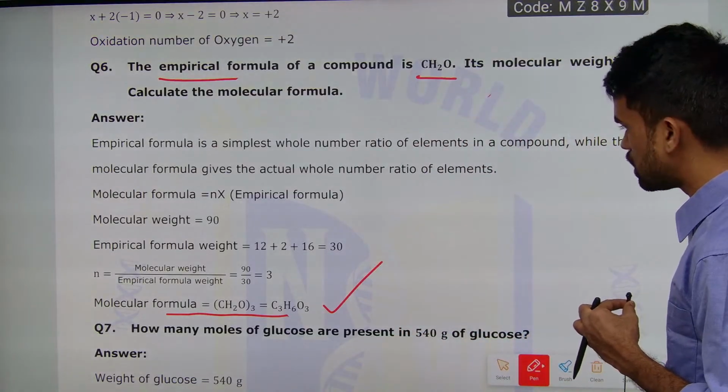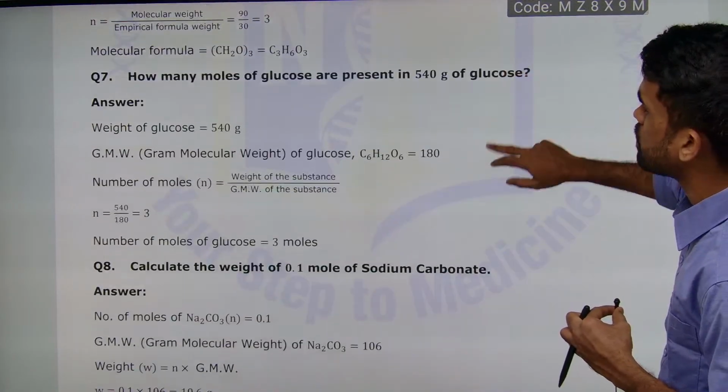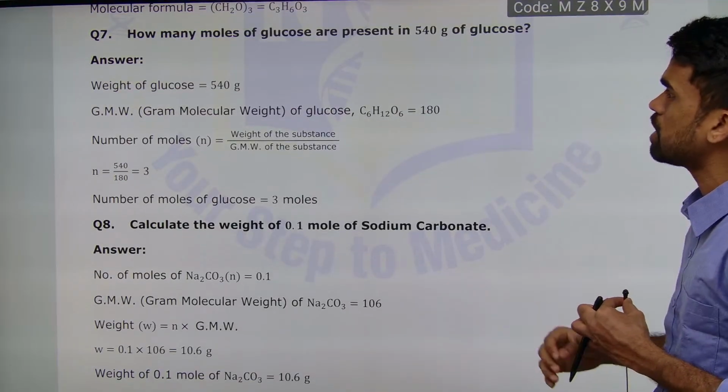Let us move forward with a few more questions here. How many moles of glucose are present in 540 grams of glucose?